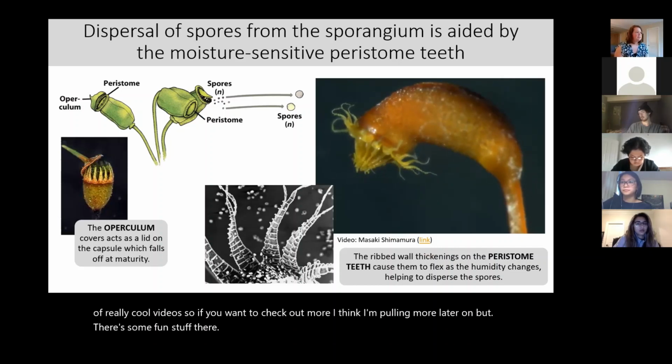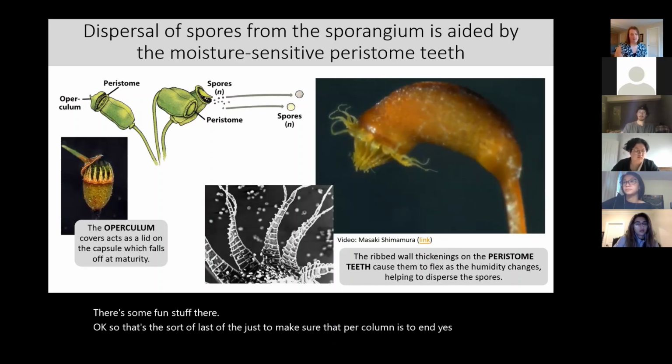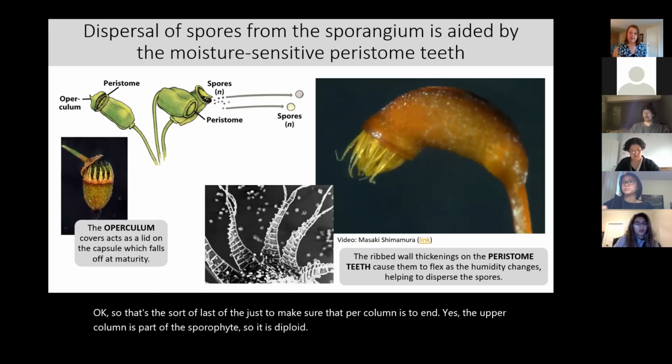Okay. So that's the last of the, oh, just to make sure, the operculum is 2N. Yes, the operculum is part of the sporophyte. So it is diploid.